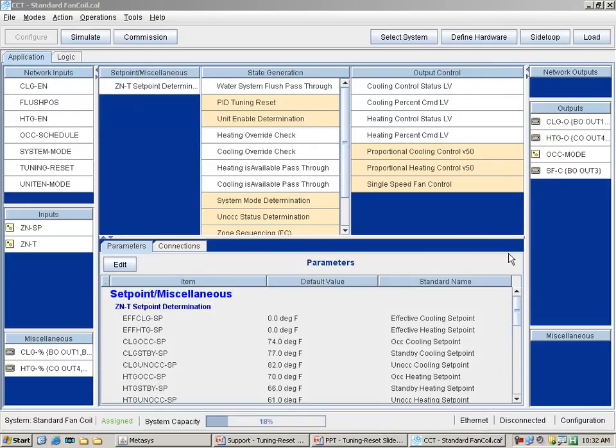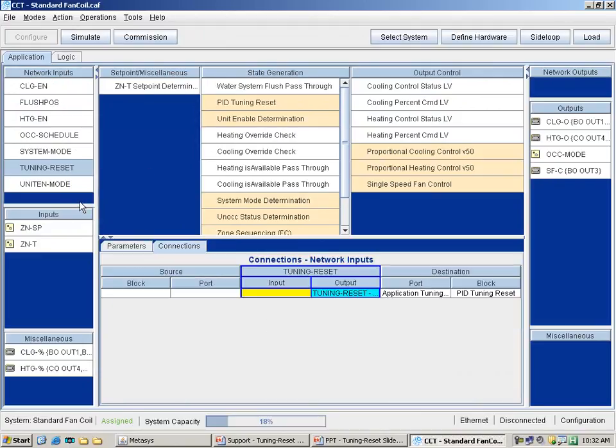I have CCT open with a standard fan coil application. Over on the left side is the tuning reset network input point, and this point is connected to the module known as PID tuning reset, which is one of our state generators. Let's take a look at that connection.